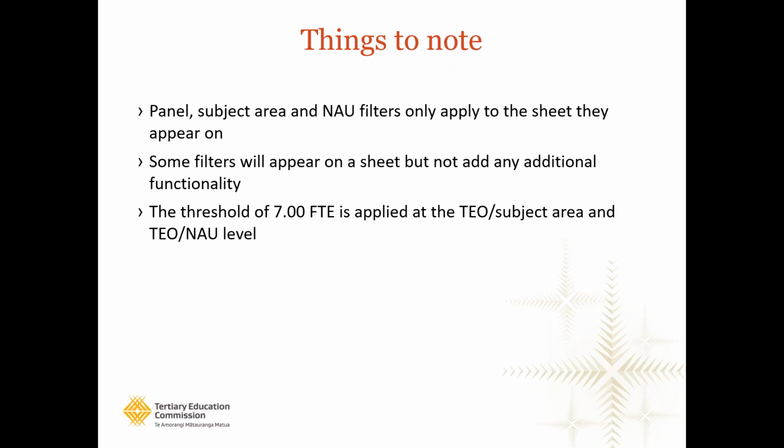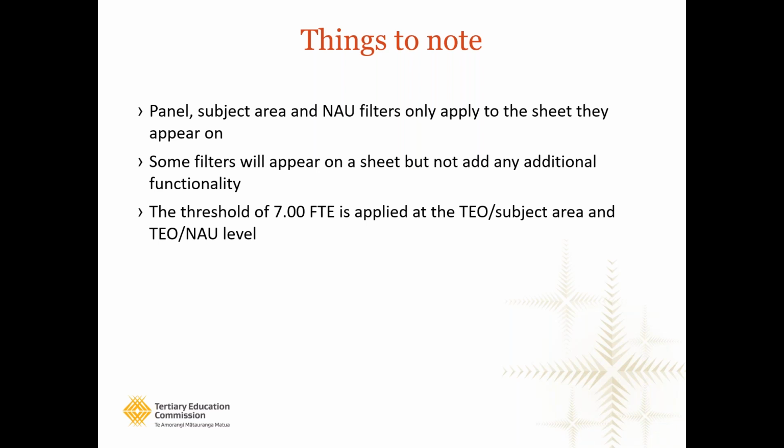So as I just said, we'll have a data visualization of quality category by panel, and then we'll also have a pivot table. So if you apply the panel filter of biological sciences, it will apply in both the visualization and the pivot table. Similarly, some filters will appear on the sheet but not add to the user's functionality. For instance, when results are already displayed by year, selecting year from the top navigation filters won't do anything.